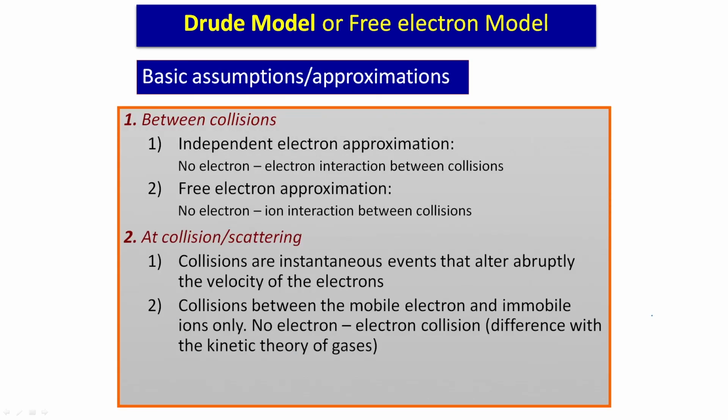So, now these electrons are free to move around the atoms. They will collide with each other, and they collide with the positive ions also. There will be independent electrons between collisions, and it is possible to have electron-ion interaction, but Drude assumed electron-ion interactions are not present. He also assumed no electron-electron interactions. Remember this, these are the two important assumptions. So, between the collisions there are no electron-electron interactions and no electron-ion interactions. The collisions are instantaneous, and they abruptly change the velocity of the electrons. Collisions happen between the mobile electrons and the immobile ions only. That means collisions happen only between electrons and the immobile ions.